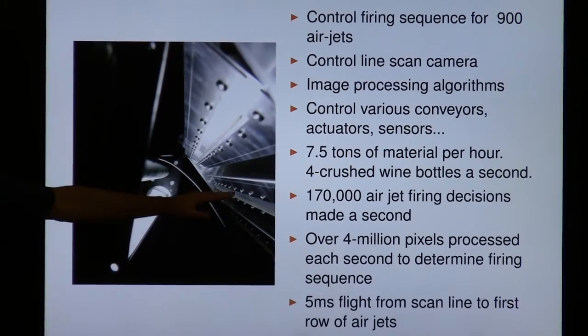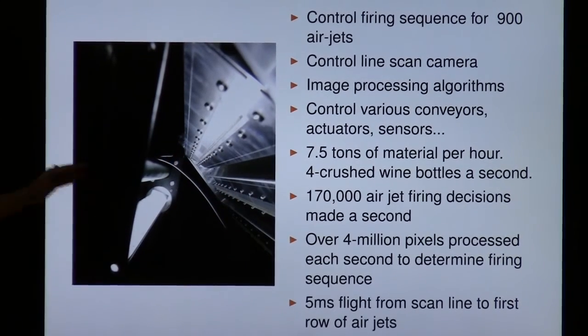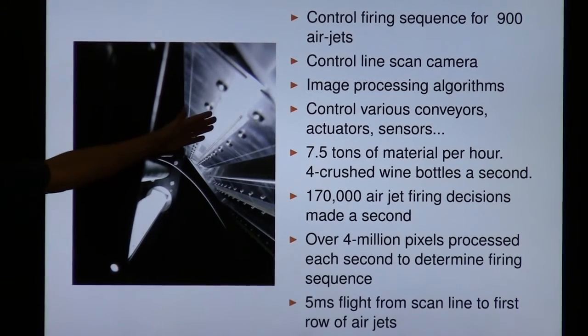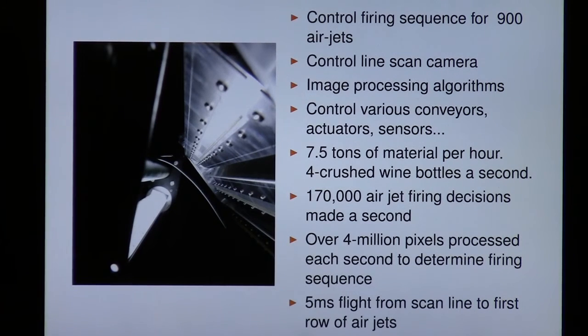These are the rows of air jets. There are three sets of air jets. This is basically coming off the end of the conveyor belt. There's a light bar. There's a line scan camera up at the top that's looking down at this. And these are about 900 air jets. It's controlling all the control bits, the image processing, the firing of the air jets. It's 5 milliseconds from the time that a piece of trash leaves to the time that we've got to program exactly what's going to happen to the first row of the manifold. So within that 5 milliseconds, we've got to start making determinations of, is this really glass? Is it the right color of glass? There's a lot of decisions being made.